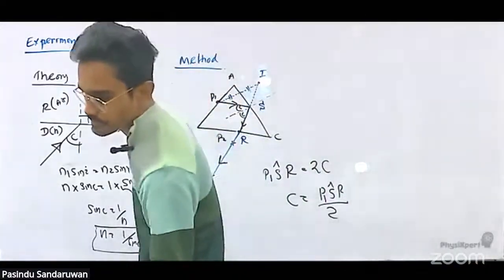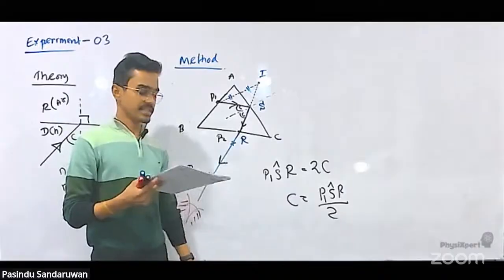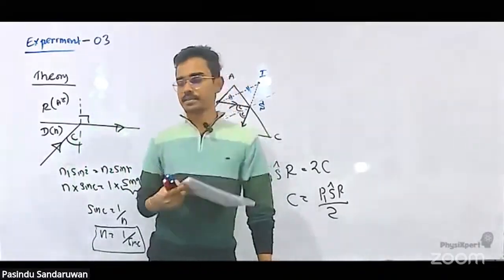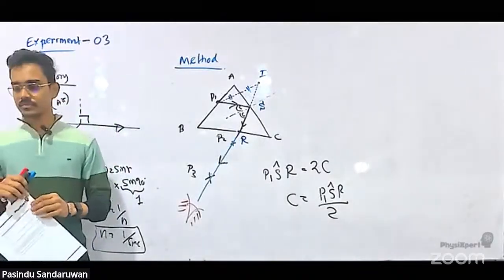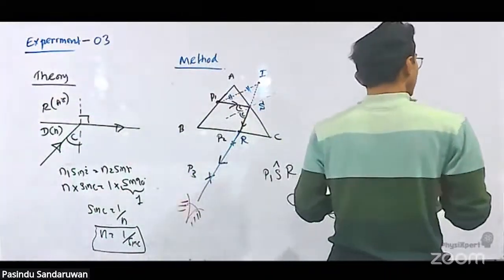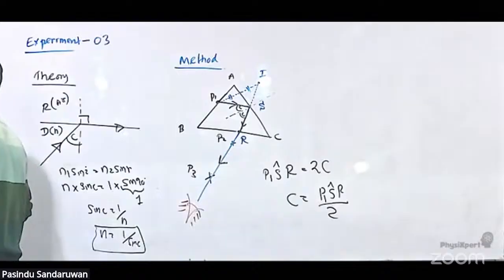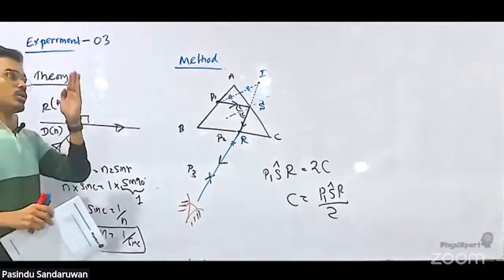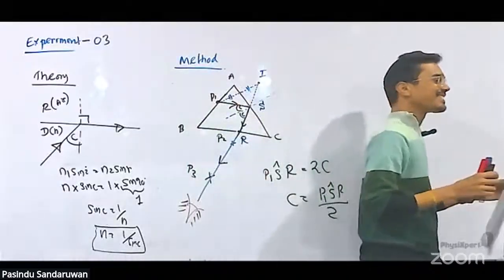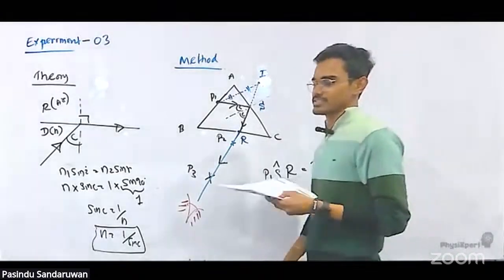Right. First point. Keep the equilateral prism in the middle of the white sheet, on a straight line drawn on the white sheet.